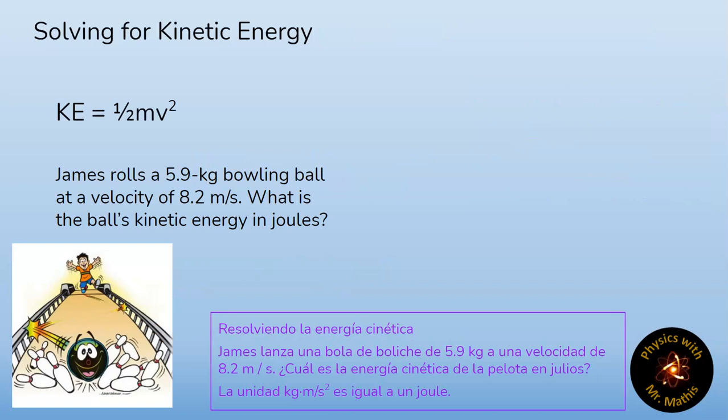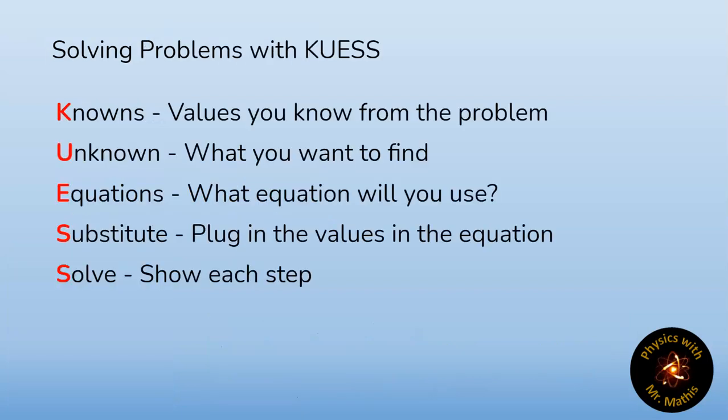Let's look at a sample problem of how to find kinetic energy. James rolls a 5.9 kilogram bowling ball at a velocity of 8.2 meters per second. What is the ball's kinetic energy measured in joules? We're going to use the KUESS process to find the answer.